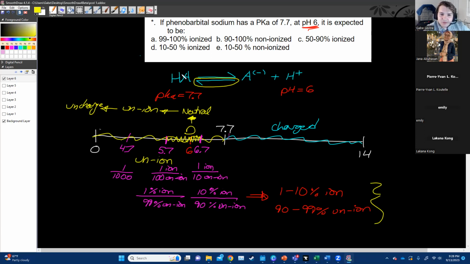Now that we figured this out, we can answer our question and say, will phenobarbital be 99 to 100% ionized? No, it should only be 1 to 10%. Will it be 90 to 100% non-ionized? Yeah, that is true. 50 to 90% ionized? Nope, only 1 to 10%. And this is supposed to be 90 to 99% or 100%. So our answer here is B.